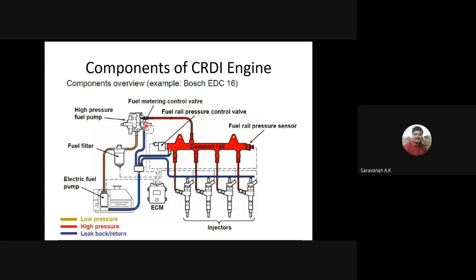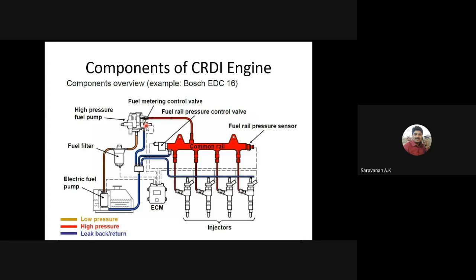Here we are using mostly solenoid valves. When there is no energy on the solenoid, the valve is open and a low volume of fuel is charged into the high pressure pump. When there is energy on the solenoid, the valve is closed and a high volume of fuel is charged into the high pressure pump. So that's the function.